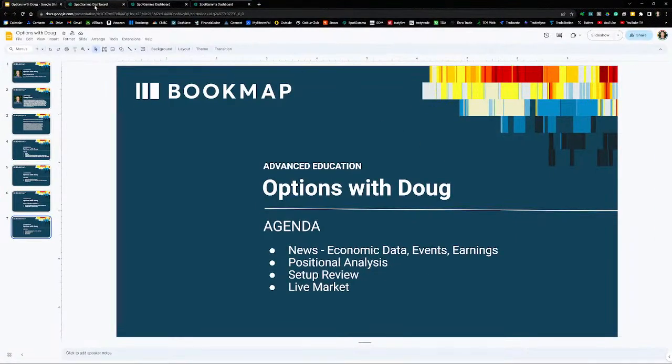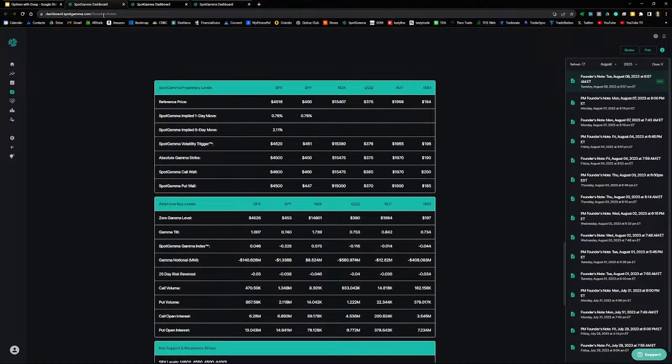We'll take a look at gamma notionals, see how market makers were positioned in the options market at the beginning of the day. So I'm looking at gamma notional for SPX, SPY, NDX, and QQQ. And what this is showing is that market maker's position on the gamma curve at the beginning of the day was negative for SPX, SPY, and QQQ, and I generally don't pay any attention to NDX.